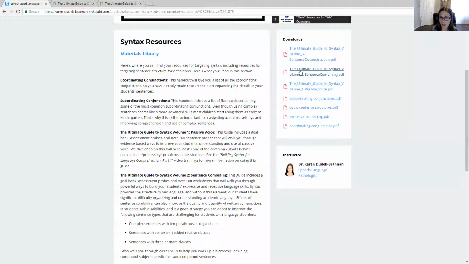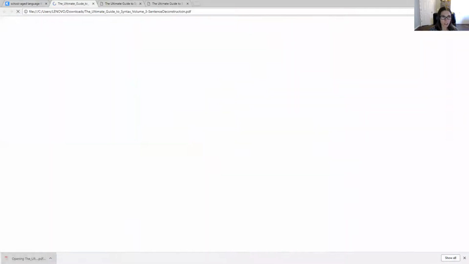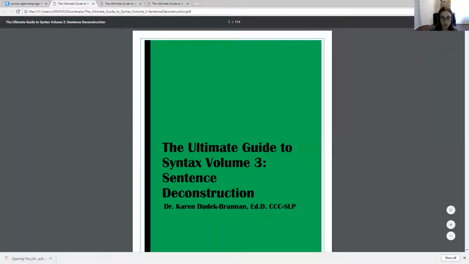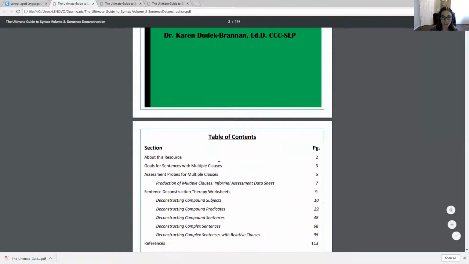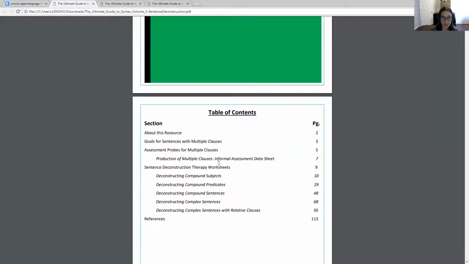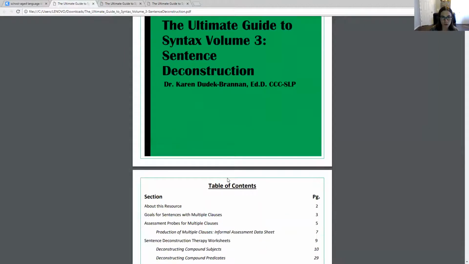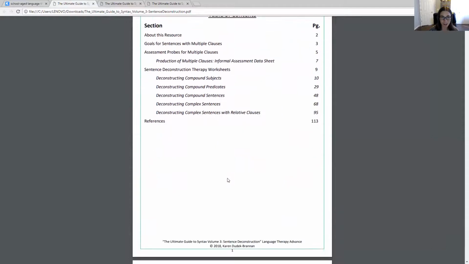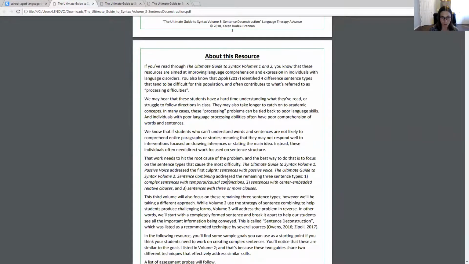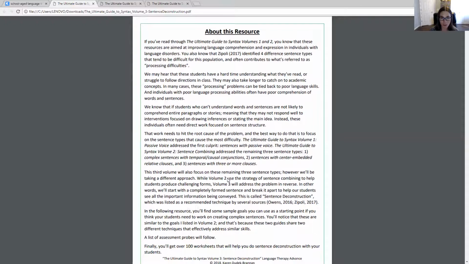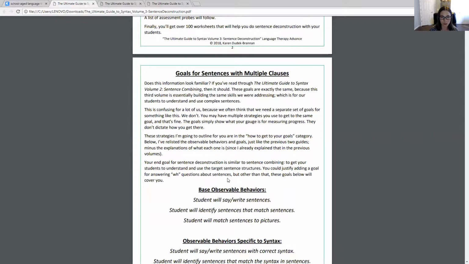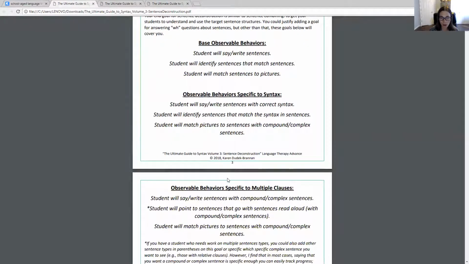The last one that I want to show you is the 3rd volume here. So this one is similar to volume 2 in the types of sentences that are addressed, but instead of combining sentences, we're going to deconstruct sentences. So this is really helpful for students who can't understand what you're saying when you give them more than one detail, for students who have a hard time answering WH questions because they're not processing all of the information that you're giving them.